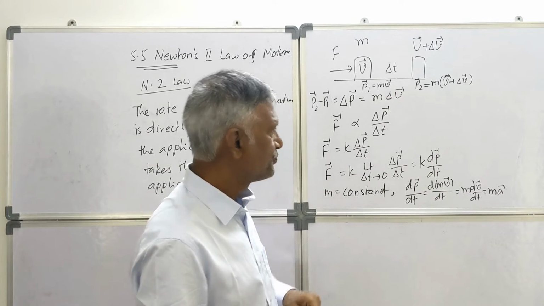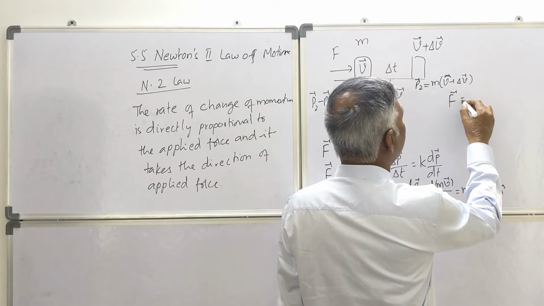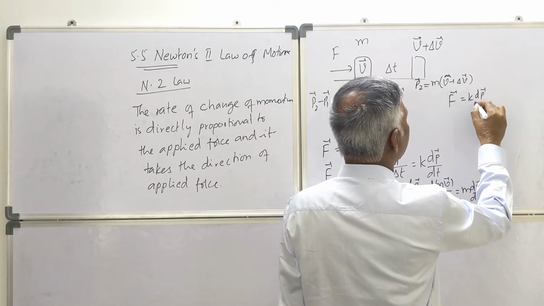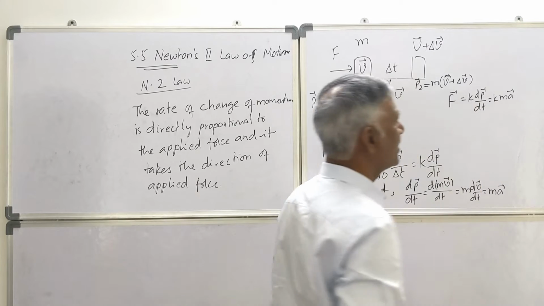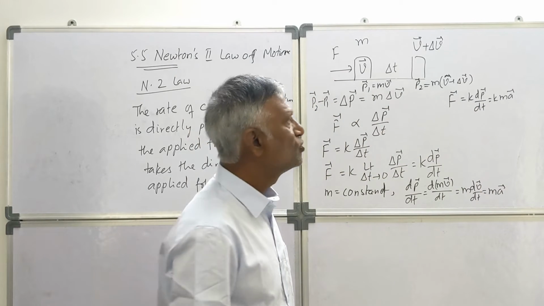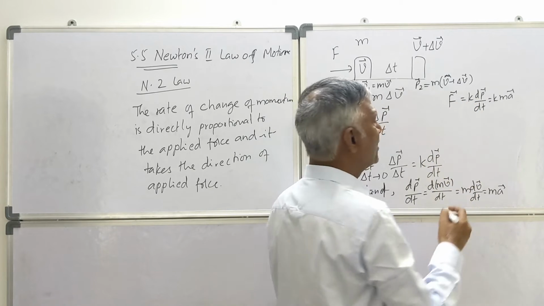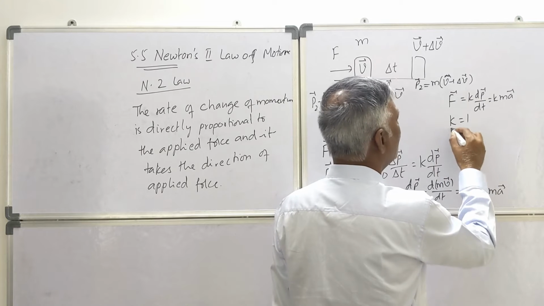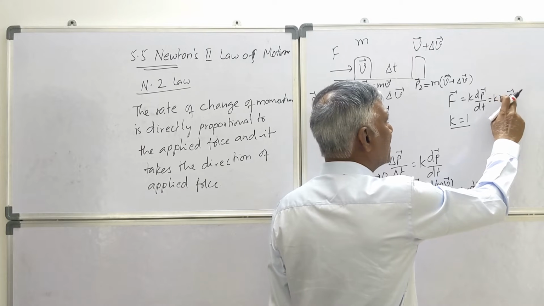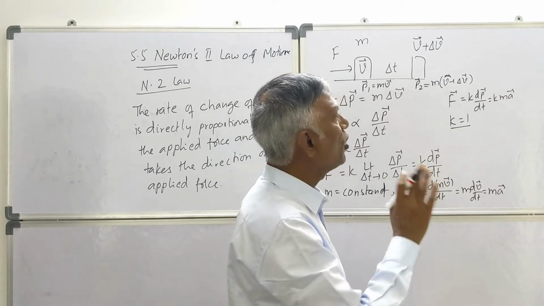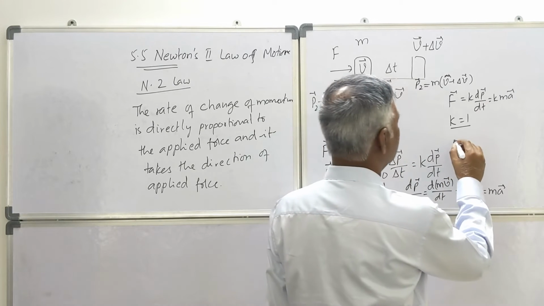ठीक है. Now we will apply this. F is equal to k dp by dt. This is equal to k into ma. So proportionality constant can be taken any value. So for simplicity, force define नहीं किया है, इसलिए k को हम assume कर सकते हैं. k is equal to अगर 1 ले लेंगे तो force का unit क्या है? If the acceleration of the body is 1 meter per second square of 1 kg, that is known as 1 unit of force.